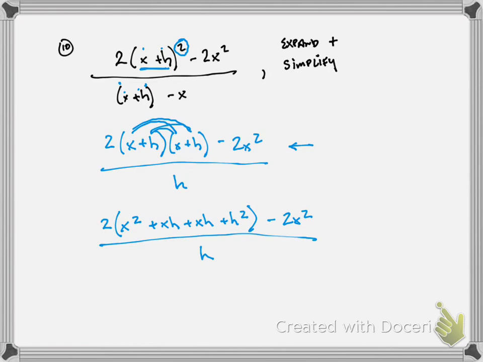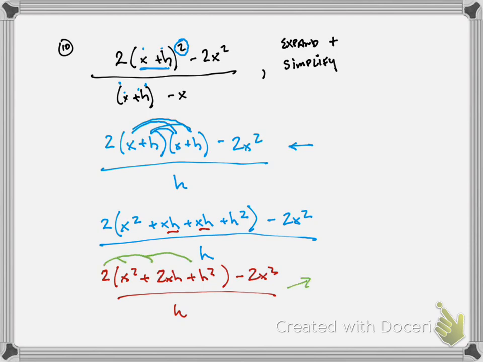Now, we can clean this up by combining like terms. xh plus xh is 2xh. So I have 2 times the quantity x squared plus 2xh plus h squared minus 2x squared over h. I will distribute my 2. I'll work my way over here. 2x squared plus 4xh plus 2h squared minus 2x squared over h.